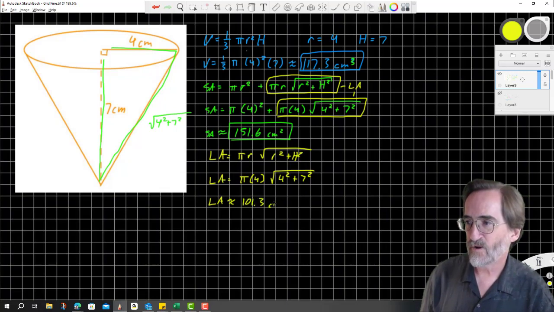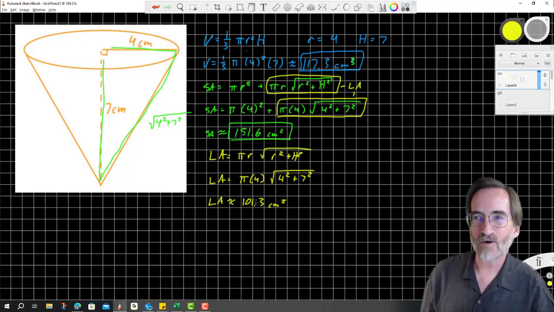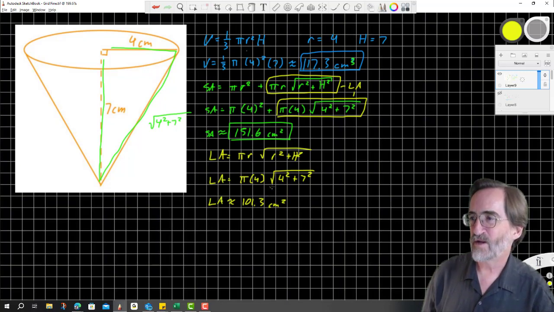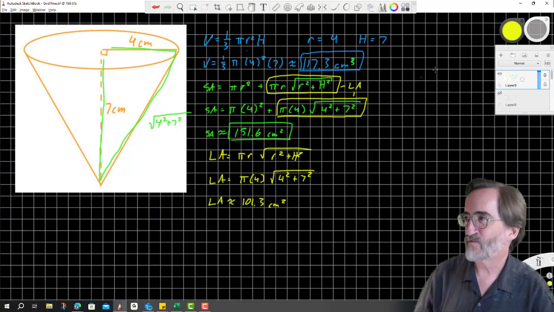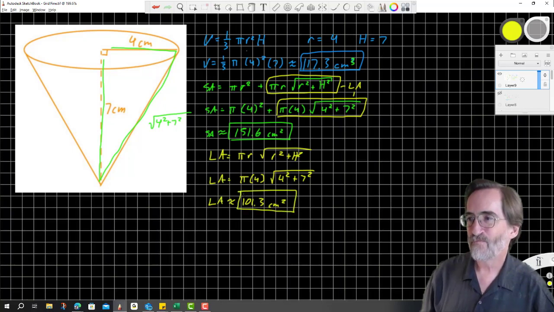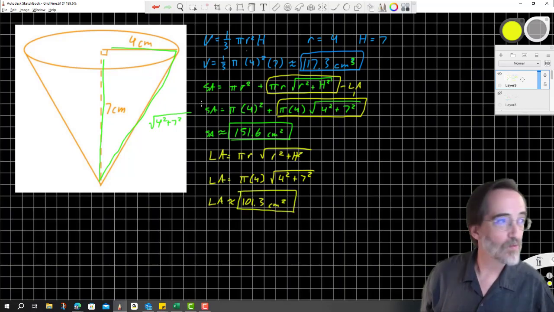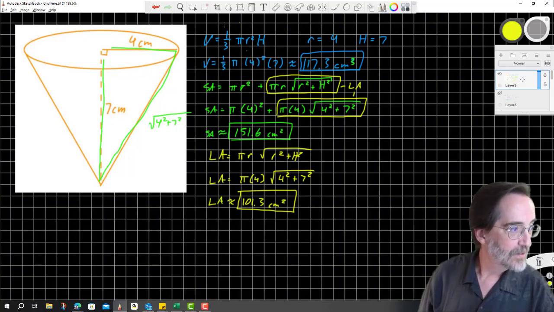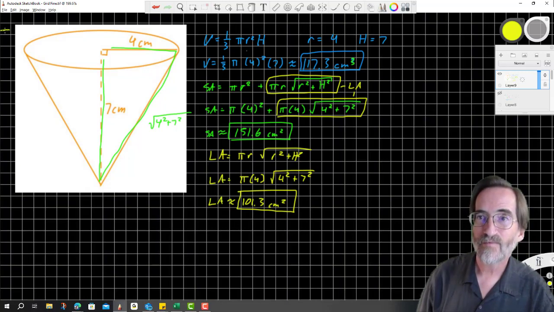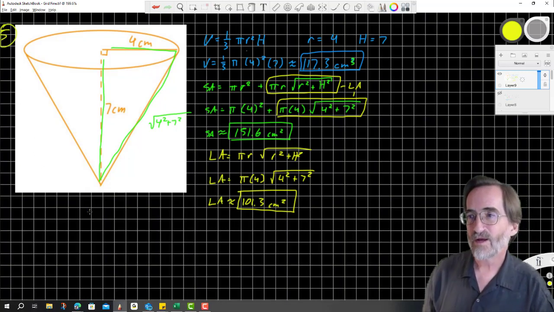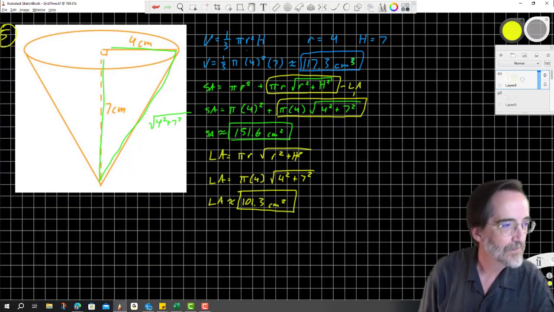101.3 square centimeters. That would be the total area of the cone without its circular base, like the area of the paper made in making a paper funnel for your oil in your car. All right, so that was question number 5. Now question number 6.